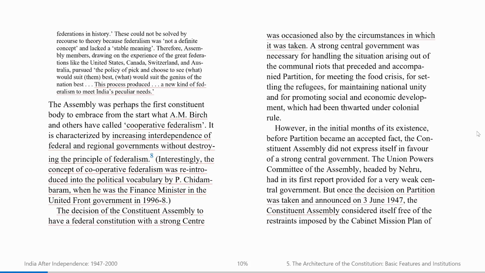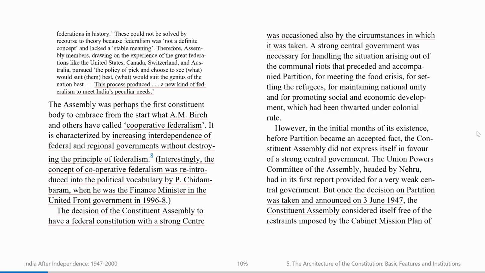Then the decision of the Constituent Assembly to have a federal constitution with a strong center was occasioned also by the circumstances in which it was taken. The strong central government was required for handling the situation out of the communal riots, for meeting the food crisis, for settling the refugees, for maintaining national unity and promoting social and economic development.